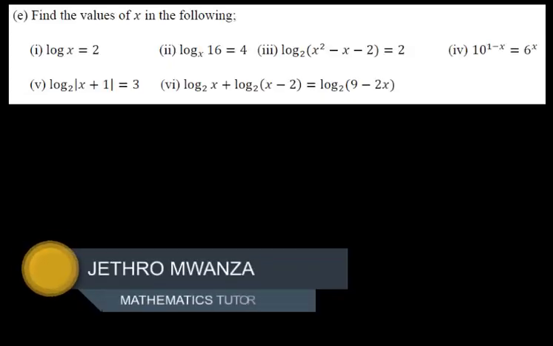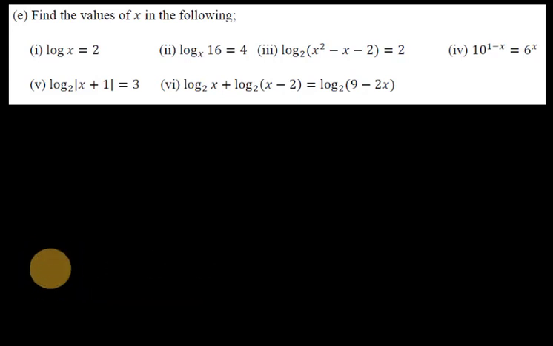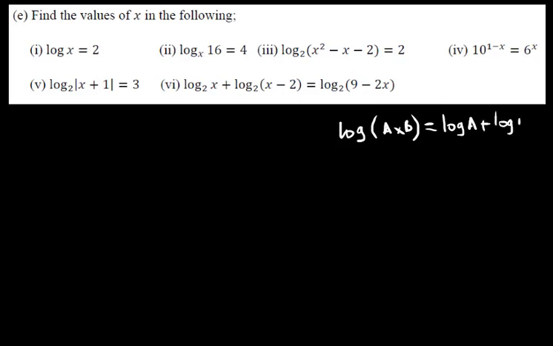Hello, we continue answering questions. We move on to part E. For part E, I'll only mention one rule that will help us in our solving. Whenever we have log A times B, this is the same as log A plus log B, and vice versa. So we can interchange. If we have log A plus log B, we can rewrite it as log A times B. So I thought I should mention that.